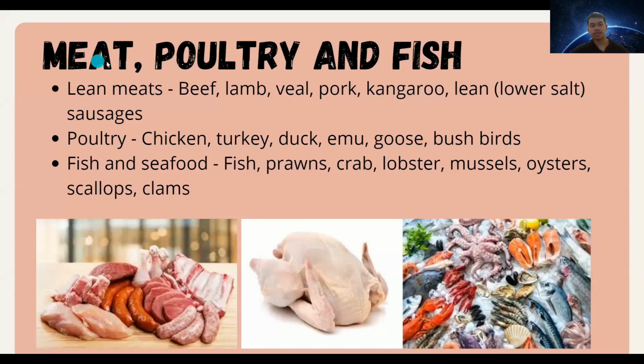The next slide is meat, poultry, and fish. These are some of the examples of meat. We have lean meats: beef, lamb, veal, pork, kangaroo, and sausages. For the poultry, we have chicken, turkey, goose, bush birds. And for the fish and seafood, we have fish, lobster, mussels, oysters, scallops, and clams.